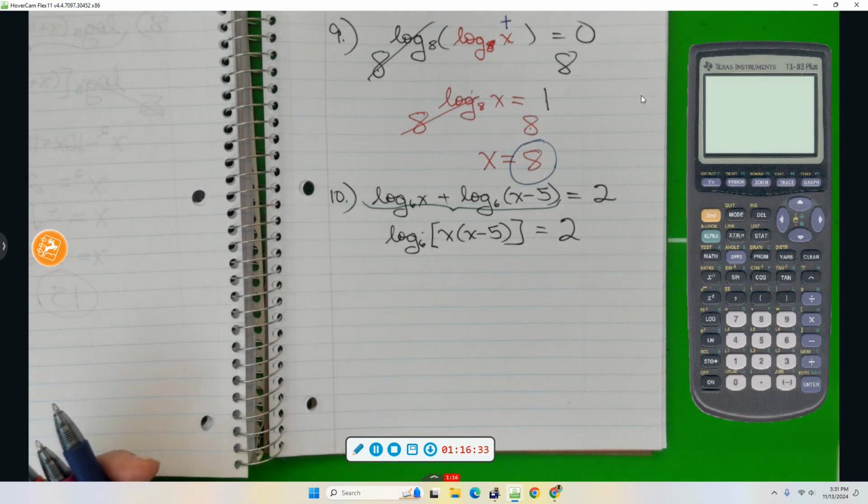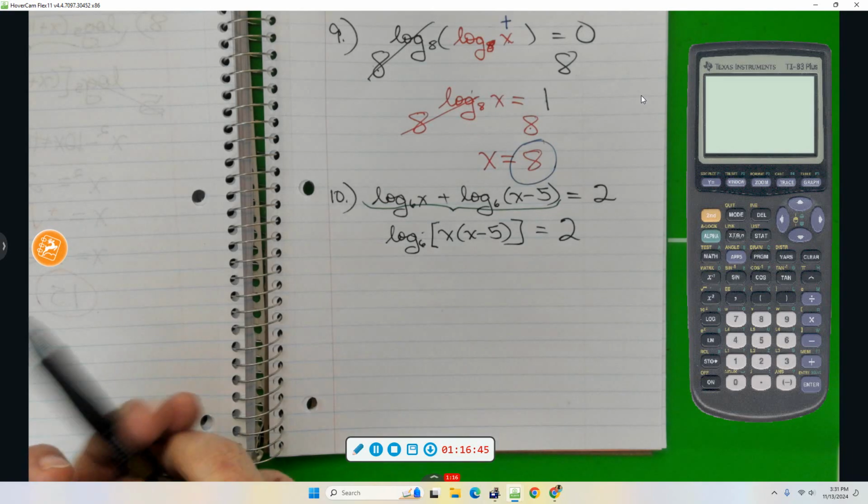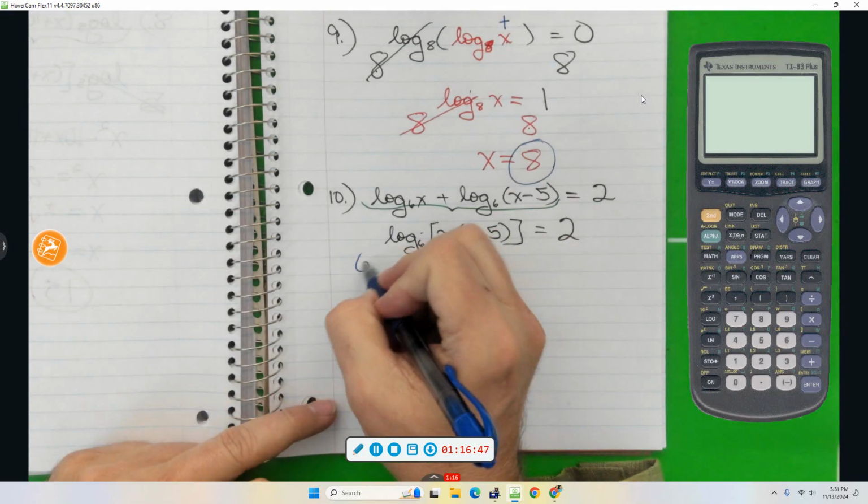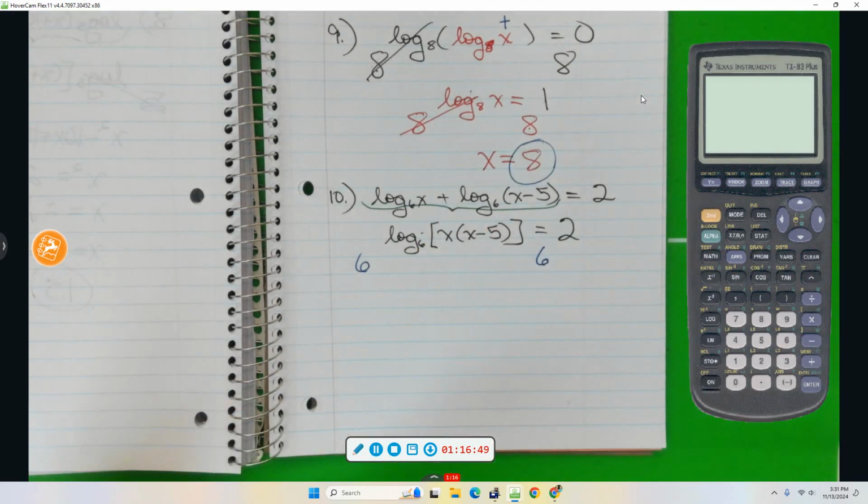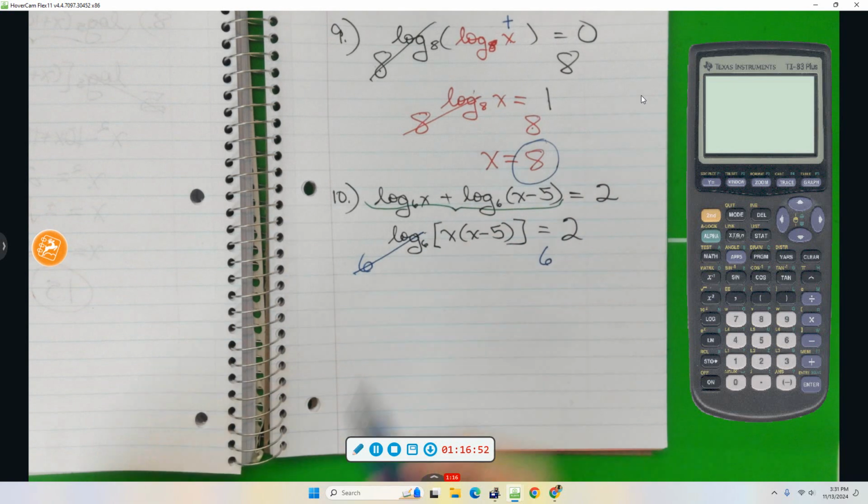So I'm ready to cancel out that log base 6. What do I need to do? Bring it down as a base. Okay, I see what you're saying. 6 to the log base 6. The exponential function to the base 6 and the logarithmic function to the base 6 are inverses, so they cancel themselves out.